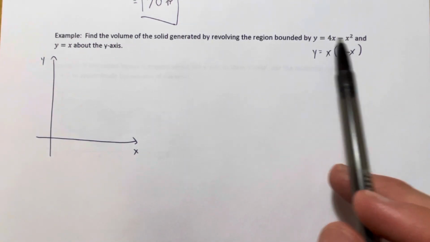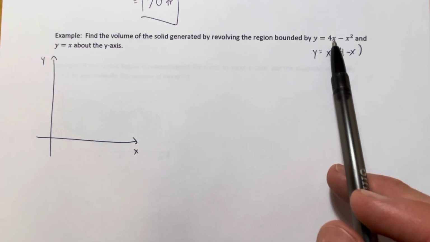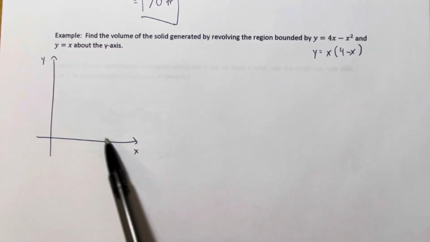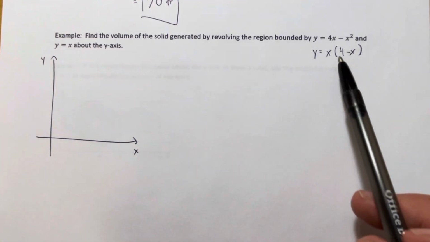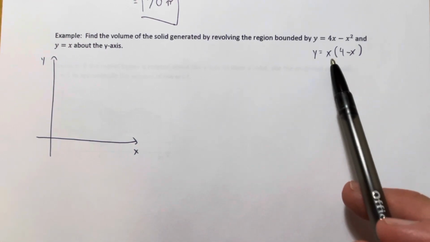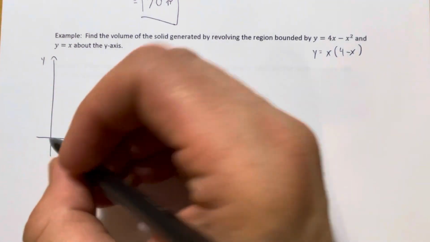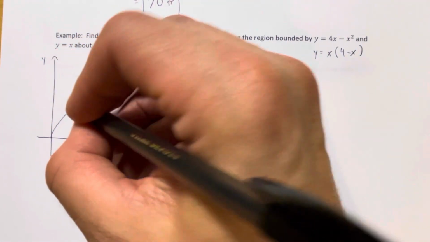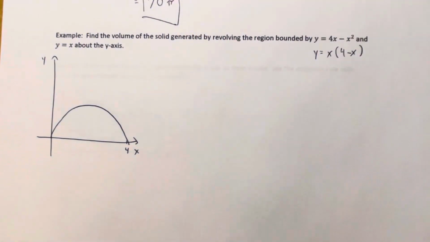That tells me, oh, and it's in x, it's not in y. That tells me that it's going to be a parabola that opens downward. And if I know what the x-intercepts are for that parabola, that helps me graph it. By factoring into this form, if I plugged a 0 in for y, I can see that my x-intercepts would be 0 and 4. So 0 and 4. My parabola is going to look something like this, okay?